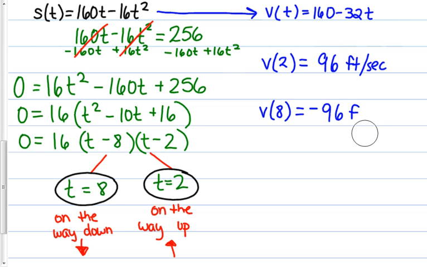Oops, forgot the t. 96 feet per second. Now notice the negative because that's on the way down. Negative means down. Okay, so there are my velocities.